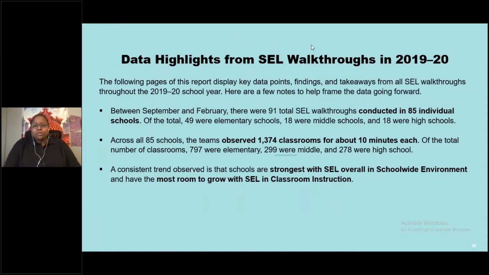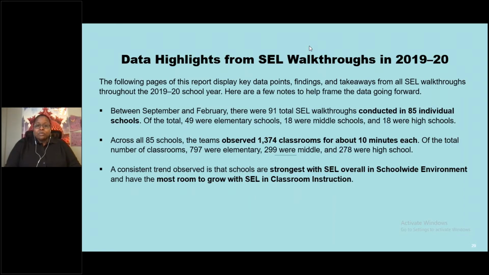So in our walkthrough from 2019 to 2020, we have approximately 161 schools in our district, and we conducted 85 walkthroughs in 85 schools. We had 91 total right before the pandemic hit. We're in the process of going back and connecting with schools that we offer professional development in to see if there was a change from the previous walkthrough data till now.